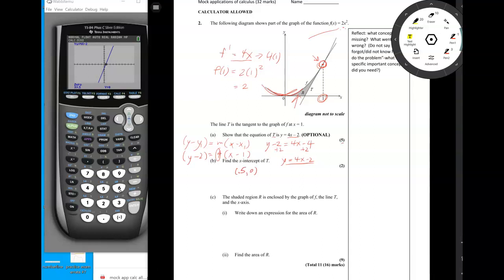The shaded region R is enclosed by the graph of f, the line t, and the x-axis. We can kind of see that, right? So the top is bounded by f, the right side is bounded by t, and the bottom is bounded by the x-axis. Write down an expression for the area of R.